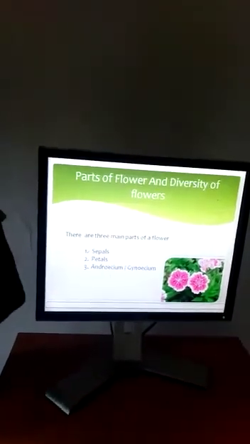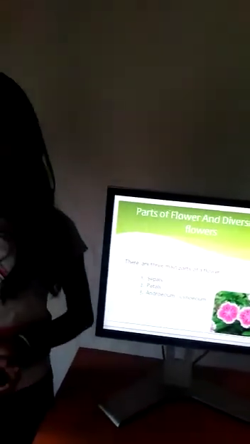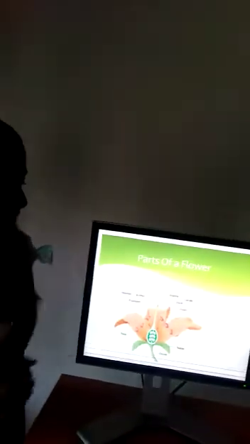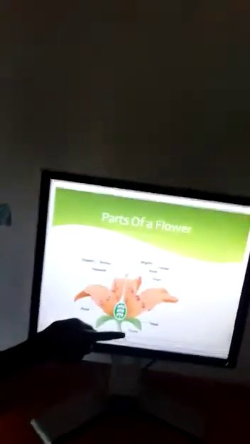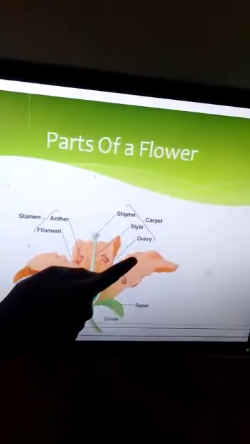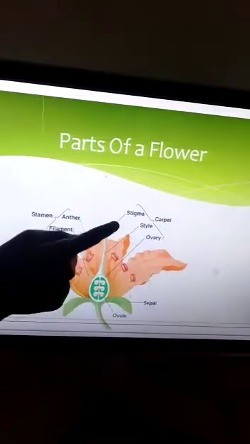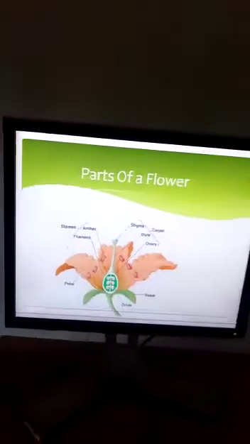Gynoecium is the female part of the flower. Parts of gynoecium are ovary, ovules, stigma and style. What are the parts of flowers? They are anther, filament, petals, ovules, sepals, ovary, style, stigma, etc.